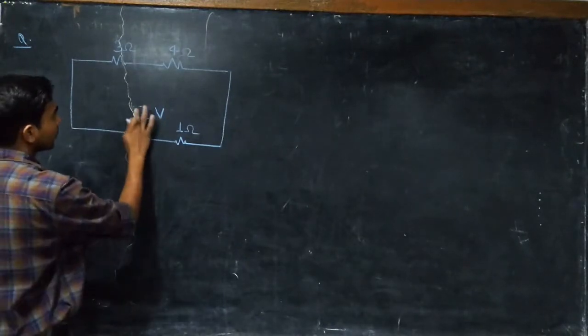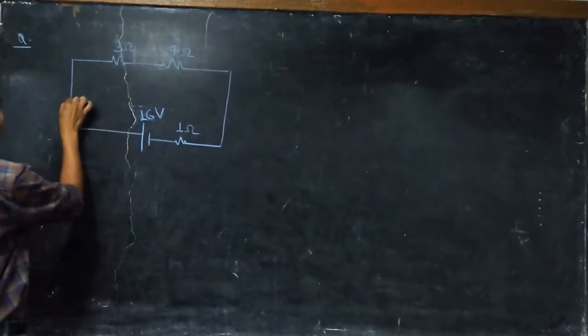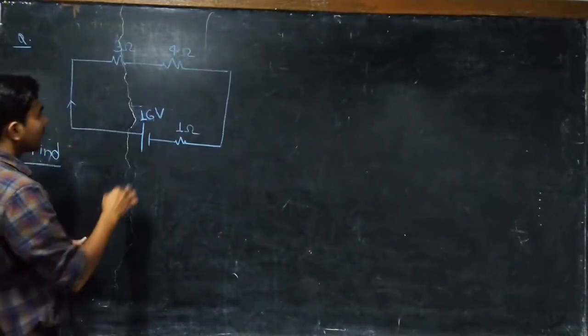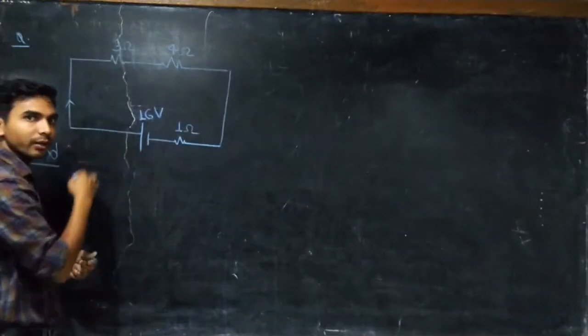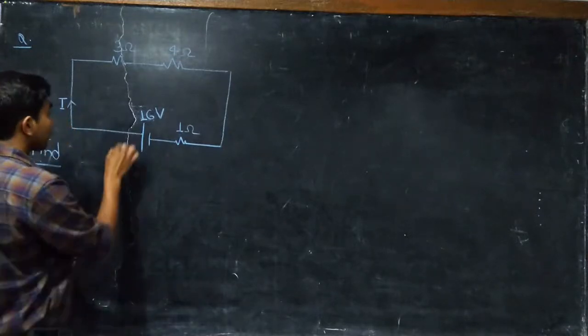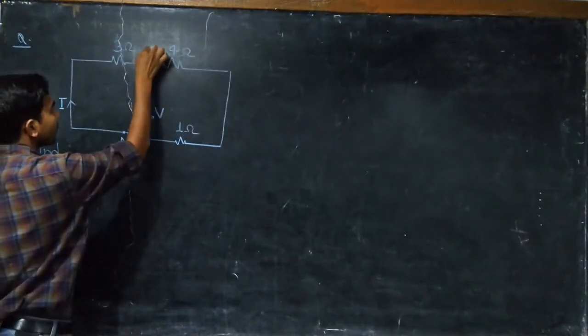Okay, better you take this one as 16 volt. As you can see here, as the battery is connected to resistance, current will start flowing, right? So the first thing is you have to find I, and second, suppose this is your point A and this is your point B.